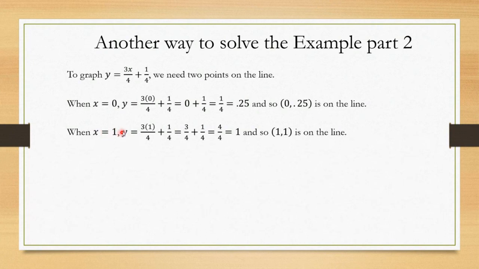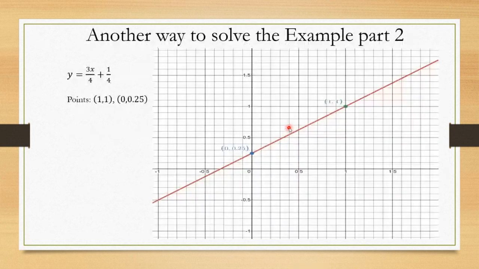So if we take x to be 1, we get y equals 3 times 1 over 4 plus 1 over 4. And of course, that's 3 over 4 plus 1 over 4, which is 4 over 4, which is 1. This tells us that (1, 1) is on the line as well. Okay, so we have our 2 points here. Connect them, we get the same line. Okay, good.